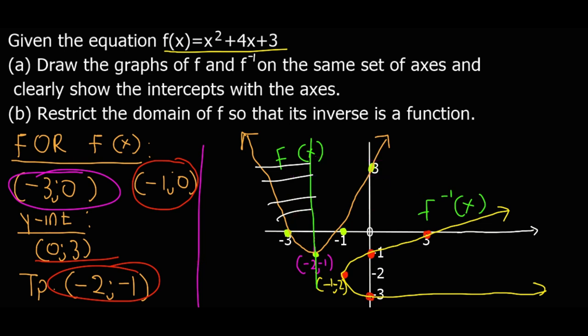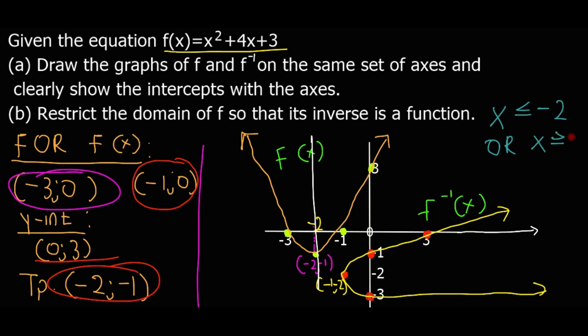So it means the values of x must start from either this negative 2 going to the left. Remember that on this turning point this is negative 2. We want our graph to start from here, be a half, and then go to the left or to the right. So I will say x must be less than or equal to negative 2 or x must be greater than or equal to negative 2. It means our graph can start from negative 2 and then go to the left. Because we know that if this graph has a half loop, then the inverse will also have a half loop. So that is how we restrict this graph.